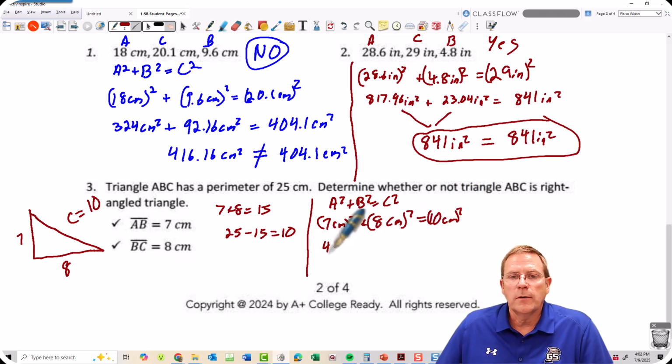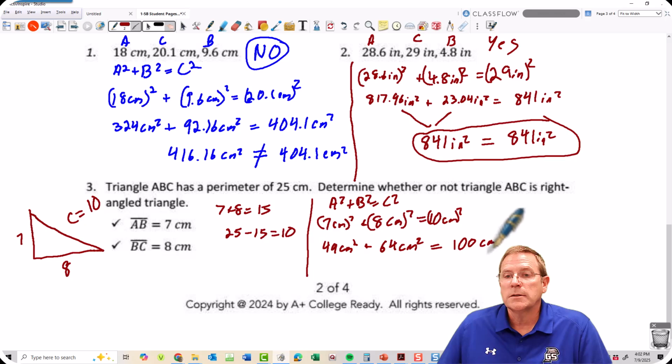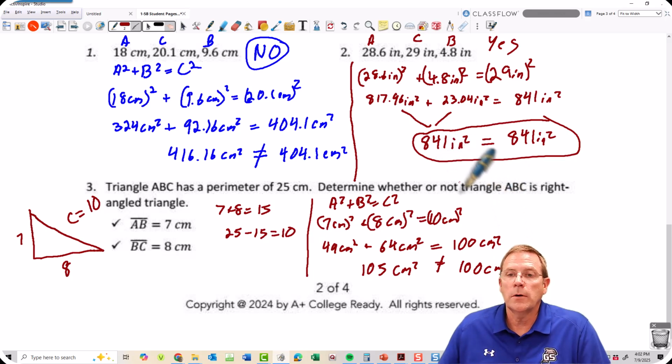7 times 7 is 49. Centimeter times centimeter is centimeter squared. 8 times 8 is 64. It is not going to work. Centimeter squared is equal to 100 centimeters squared. When I add 49 to 64, I think it's going to end up being 105 centimeters squared, which does not equal 100 centimeters squared. So the answer is going to be no. It is not a right triangle.